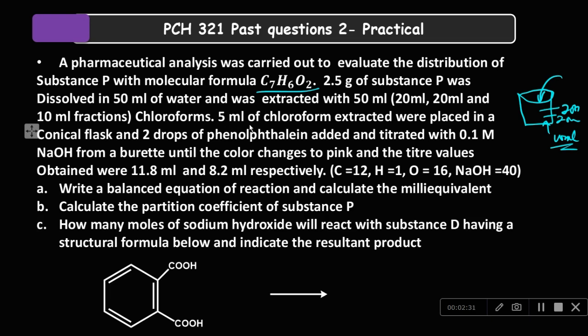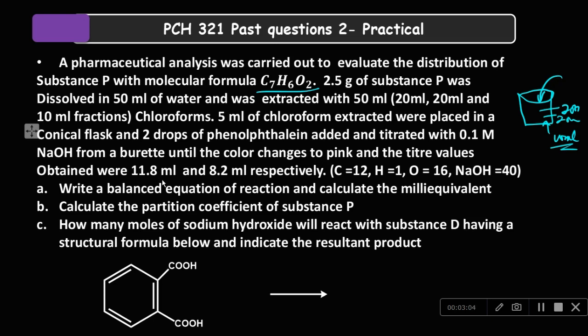Now I say 5 ml of chloroform. That means 5 ml from this 50 ml, which was extracted in batch, 20 ml, and 10 ml. 5 ml of the chloroform extract were placed in a conical flask. You took 5 ml from the total amount here, and then placed it in a conical flask, and 2 drops of phenolphthalein added and titrated with 0.1 molar sodium hydroxide from a burette until the color changes to pink and the titer value obtained here.